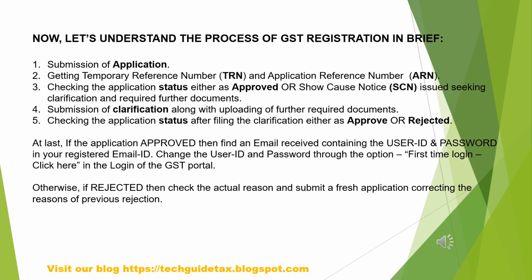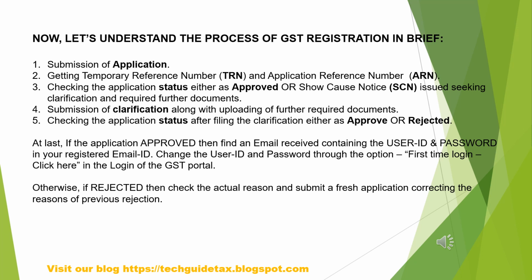Now, let's understand the process of GST registration in brief. Submission of application. Getting temporary reference number, TRN, and application reference number, ARN. Checking the application status either as approved or show cause notice, SCN, issued seeking clarification and requiring further documents. Submission of clarification along with uploading of further required documents. Checking the application status after filing the clarification either as approved or rejected.